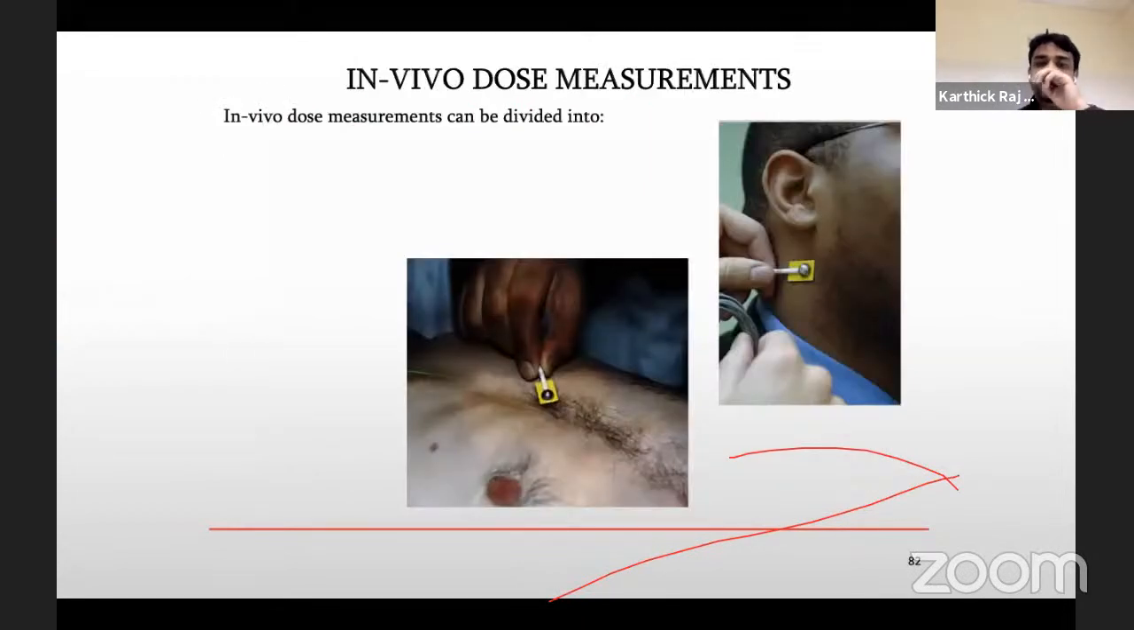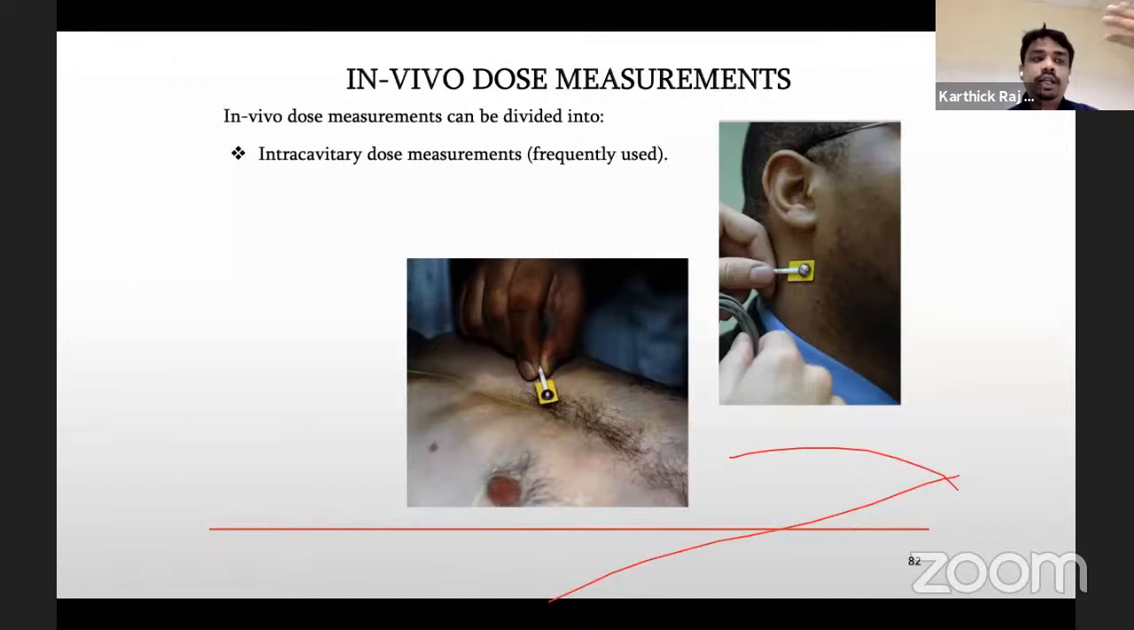One more important thing is the in-vivo dosimetry system. Not many centers have this, but it is a very important piece of equipment when you want to take intracavitary dose measurements frequently. Sometimes you start a department and you are having a lot of skin reactions, and you don't understand why, because the treatment planning system is not properly configured. In-vivo dosimetry systems will always help us identify what the skin dose is.